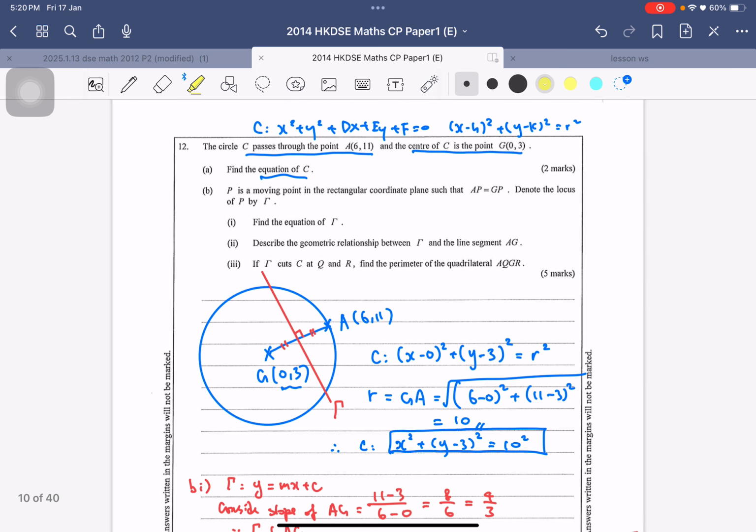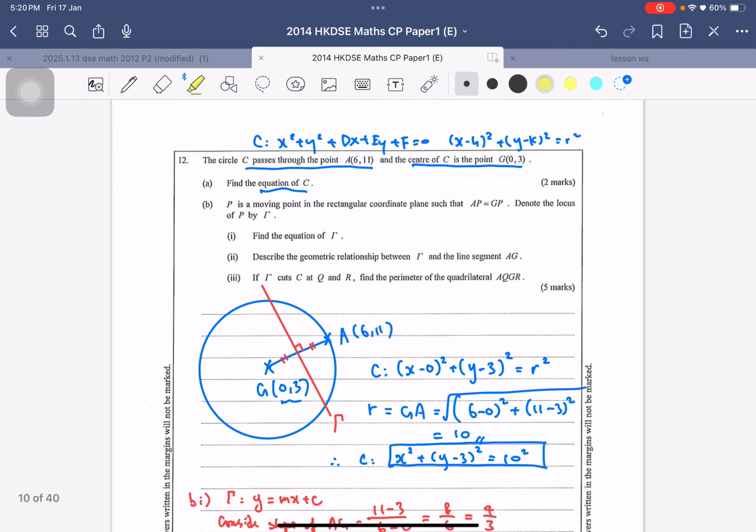So part B, describe the geometric relationship between the torque and the line segment. We have it already, isn't it? So the torque is the perpendicular bisector. So that's the perpendicular bisector.